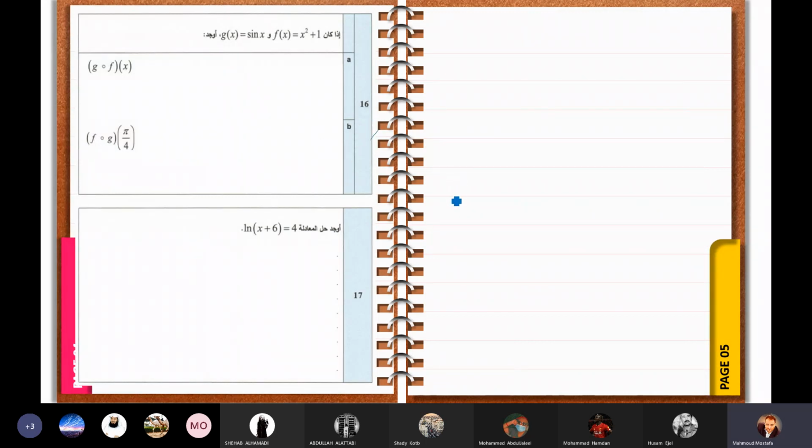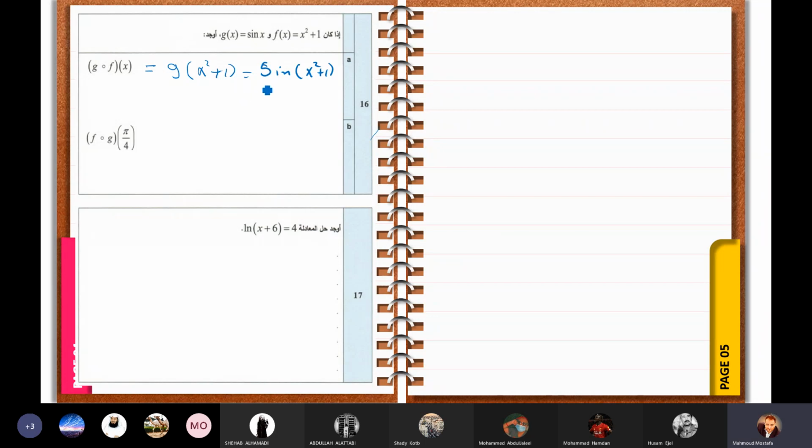If g of x equals sine x, and f of x equals x cubed plus 1, find g of f of x. It will be sine of x square plus 1. Yeah, I have to find g of f of x, which is sine of x square plus 1. It means every x in g, I will remove and put x square plus 1. So it will be sine of x square plus 1. Excellent.